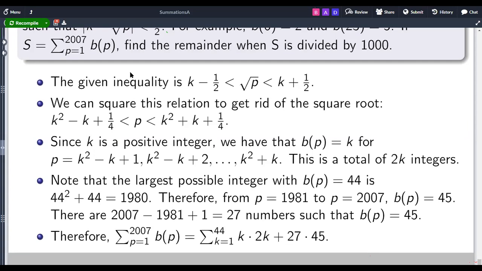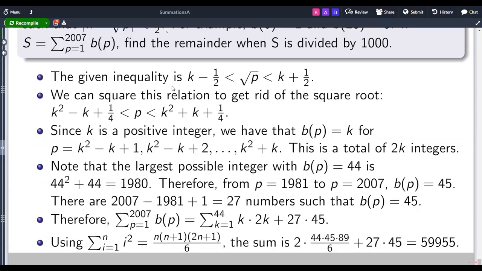And so now we can just compute the sum. We can use the sum of squares formula. And after we do that, we just evaluate this. So it comes out to 2 times 44 times 45 times 89 over 6 plus 27 times 45, and that's 59955. So the last 3 digits are 955.